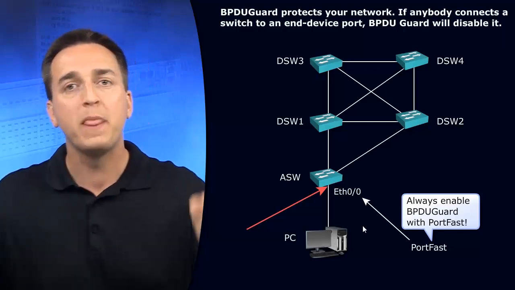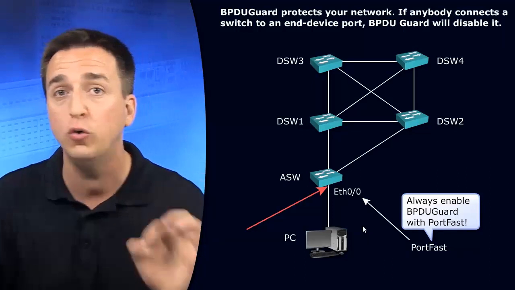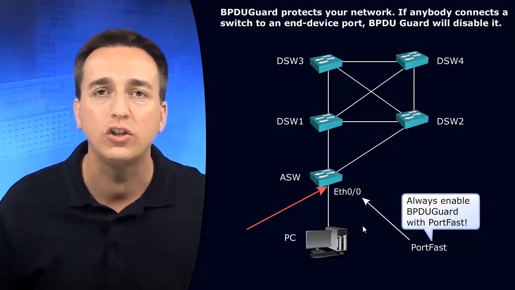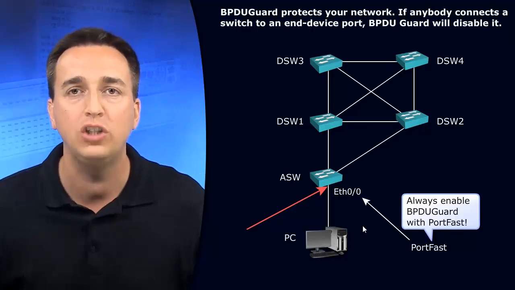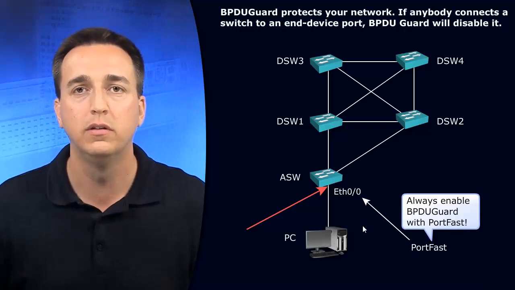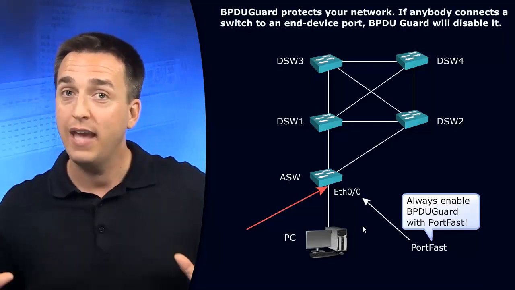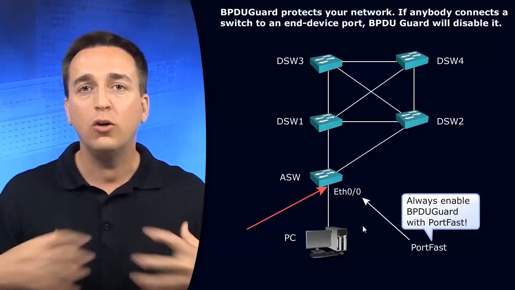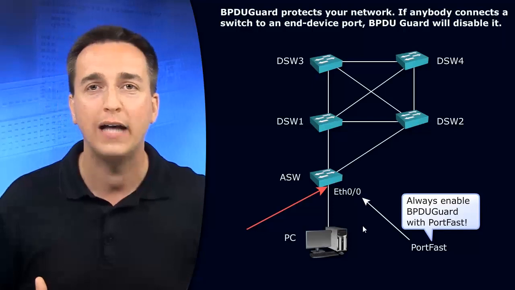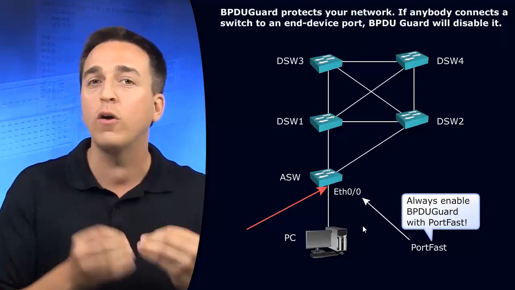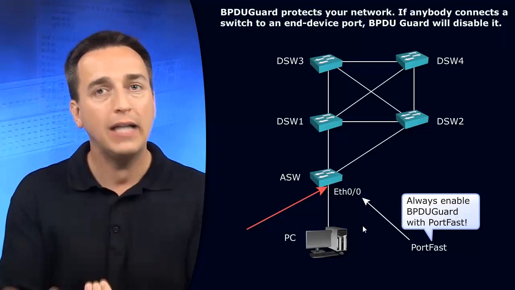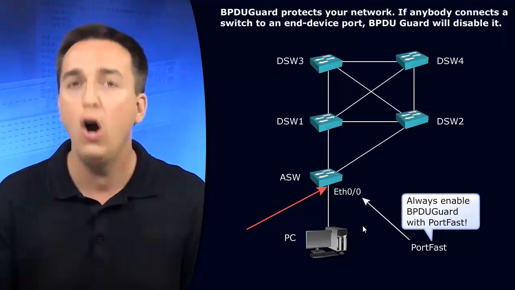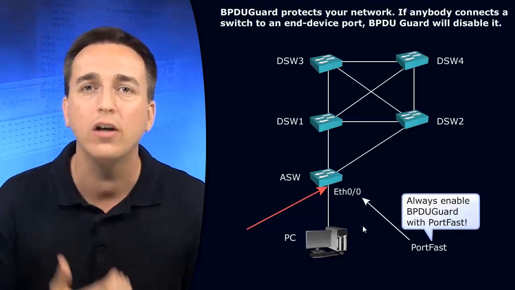So let's turn on BPDUGuard. Therefore, if we do receive BPDUs, they will not cause recalculations to occur in the spanning tree topology, making it unstable. So we're guarding against those rogue BPDUs causing an unstable topology. So this goes hand in hand with our port fast feature. Wherever we have port fast enabled on an interface, let's enable BPDUGuard so if we do receive a rogue BPDU, let's just disable that port.